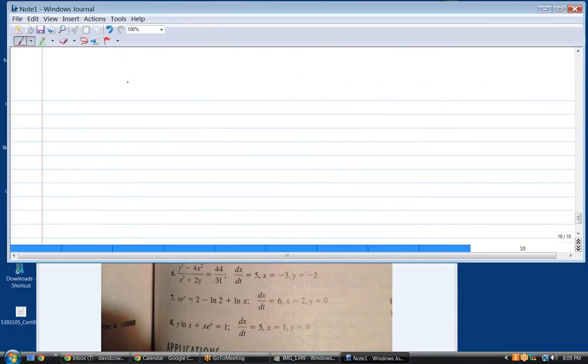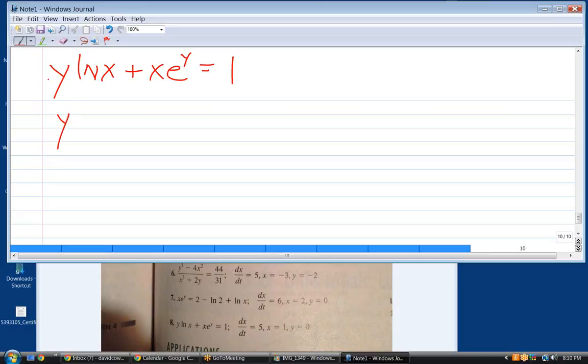So, the last one, let me write it out also here. y natural log of x plus x e to the y equals 1. Okay? Go ahead. So this one, do you start with y?